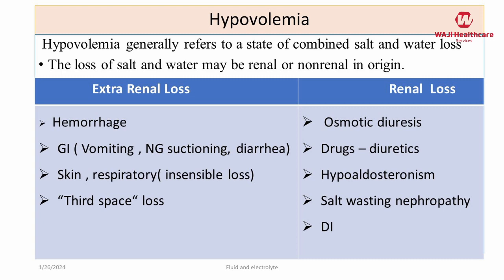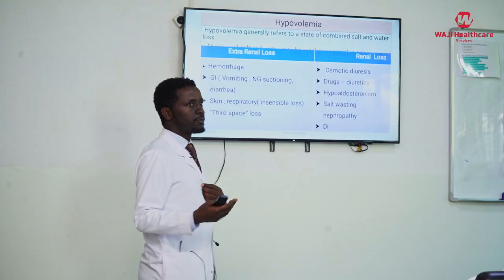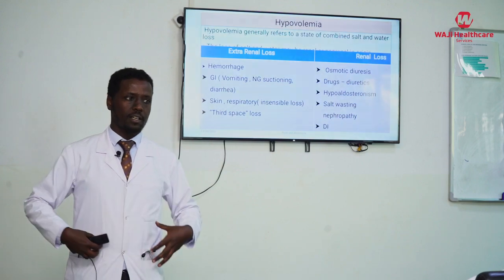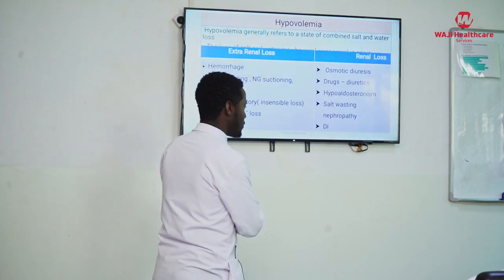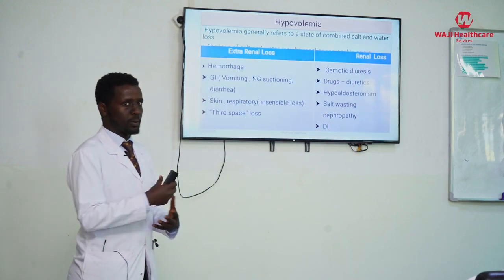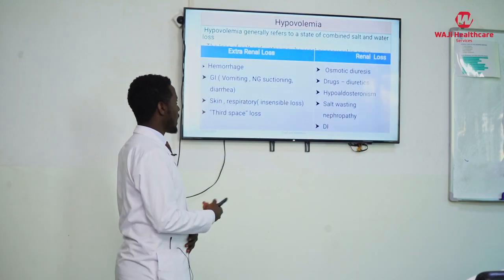ቅድም ስናወራ we have said a small component of fluid will be lost through the skin or insensible loss. So anything that increases the skin or respiratory loss, like burn, will increase it. These things will cause hypovolemia. And third space loss ማለት fluid accumulating into the third space. It could be ascites or it could be pleural effusion. Anything that causes shift of the fluid from the body component to the third space will cause hypovolemia.